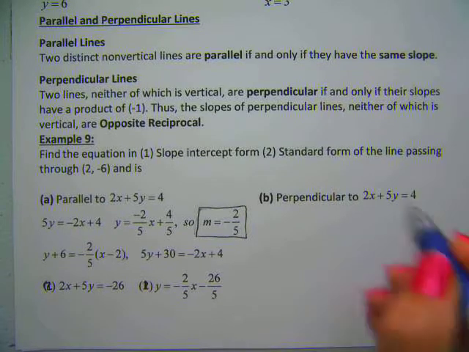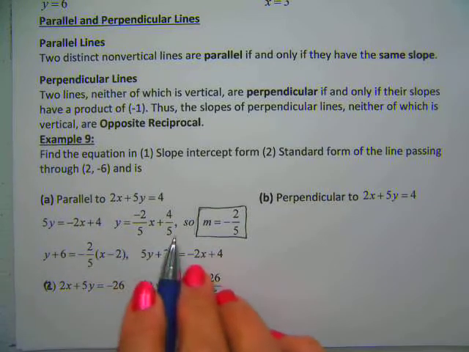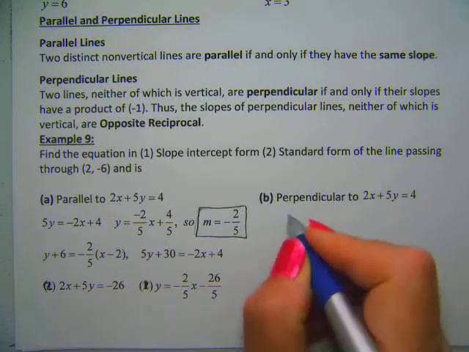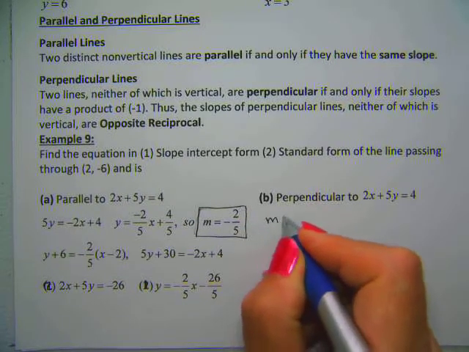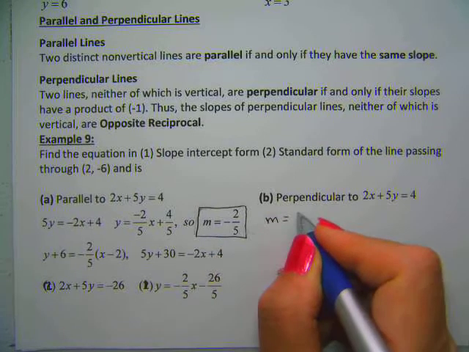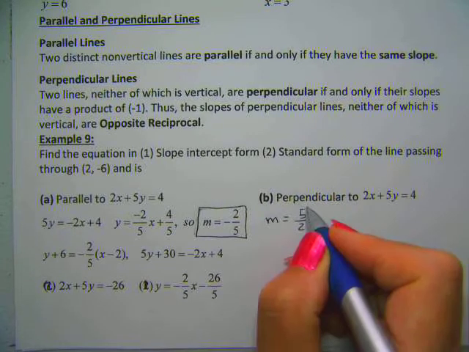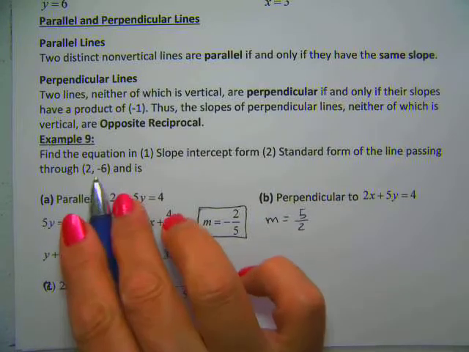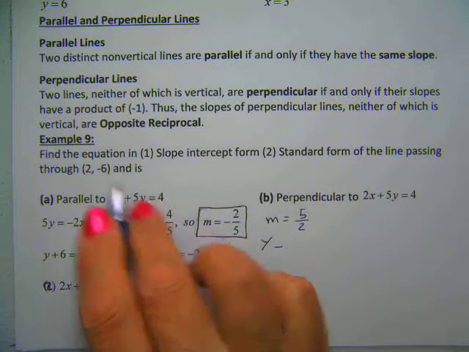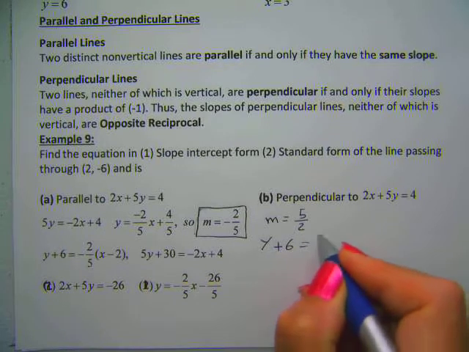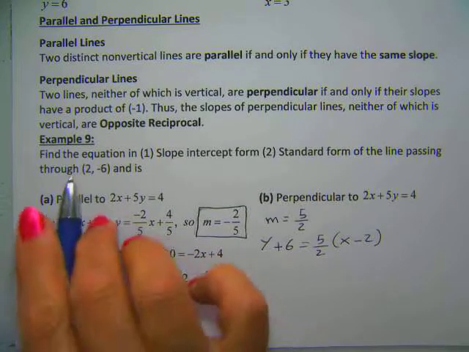For B, we know that it is perpendicular to this line. Again, we already solved it. This is the equation, but it's perpendicular, so the slope is the opposite reciprocal. Opposite means if it's negative, then it's positive. Reciprocal means you flip the fraction. So now I've got the slope and the point to write the equation. Here we go. It's y minus a minus, so plus 6, equal to 5 over 2 times (x minus 2).